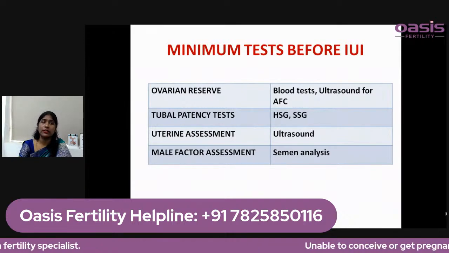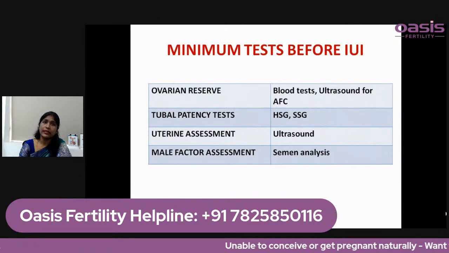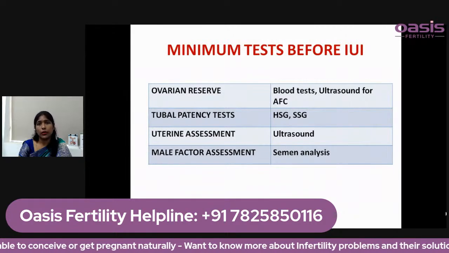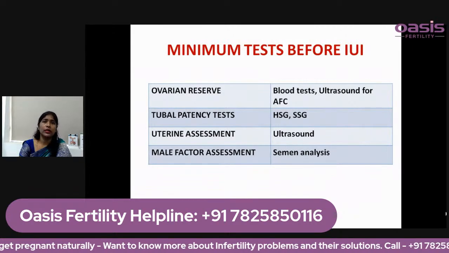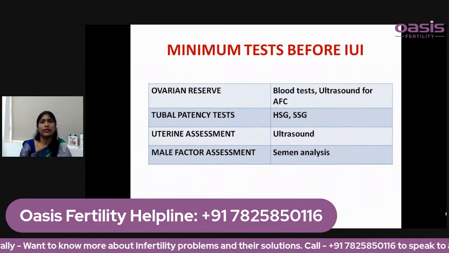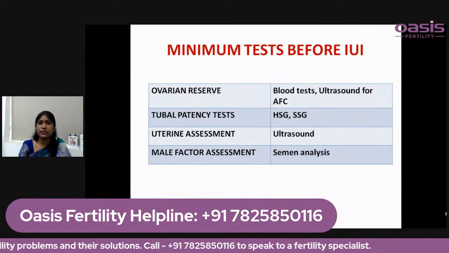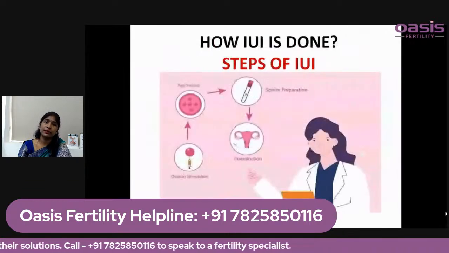We need to check whether there is any other anomaly inside the uterus. For example, is there any adenomyosis, or any endometrial polyp, or any fibroid, before we go ahead with IUI. So this is done through an ultrasound assessment. A transvaginal ultrasound is done. And fourth is to do a male factor assessment. So this is done by doing a semen analysis.